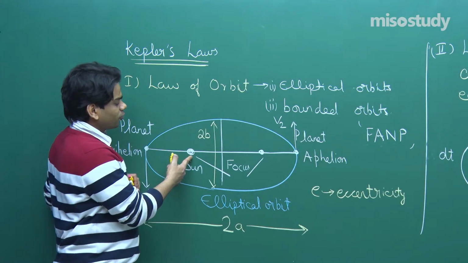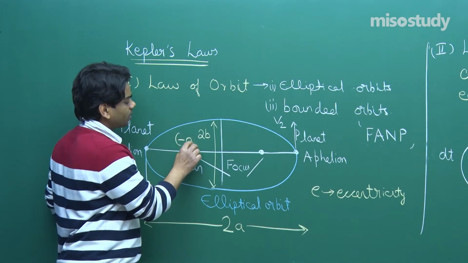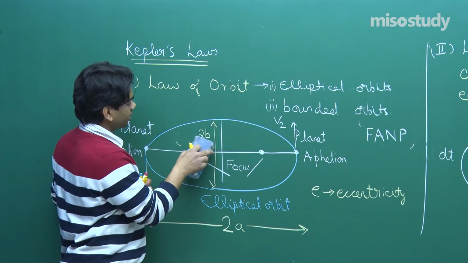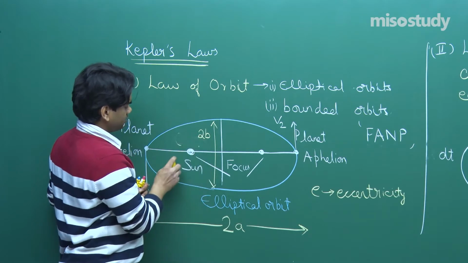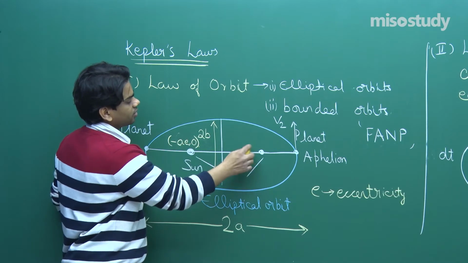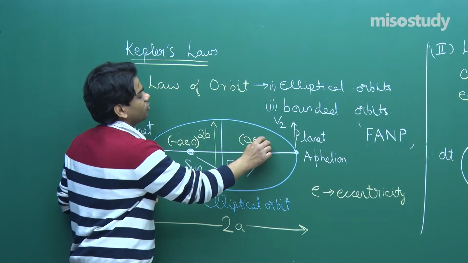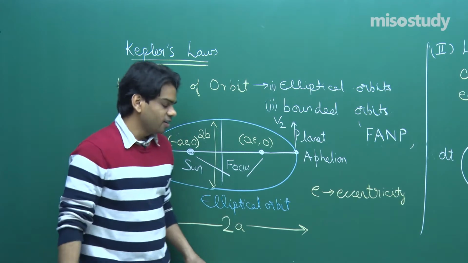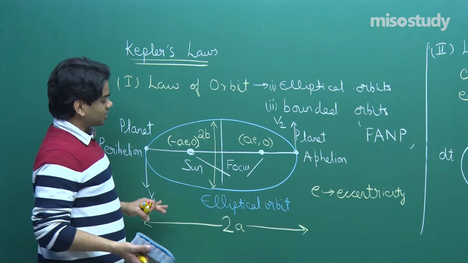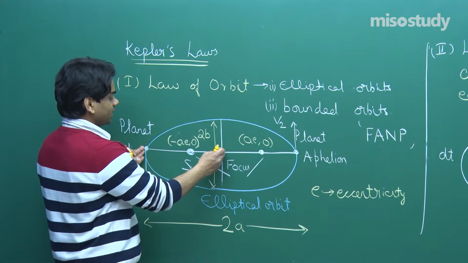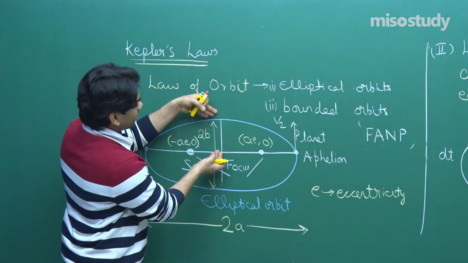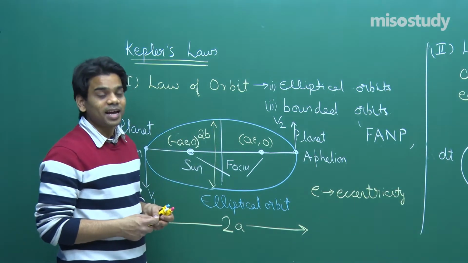The Sun is lying at one of the foci, and its coordinates will be (-ae, 0). The same thing we will also study in conic sections: (-ae, 0). And the other focus will be (ae, 0). This is where the foci lie for an ellipse. Now I have given you all the names. See, this length a, this length a, is known as the semi-major axis. This is length b, this is length b, known as the semi-minor axis.